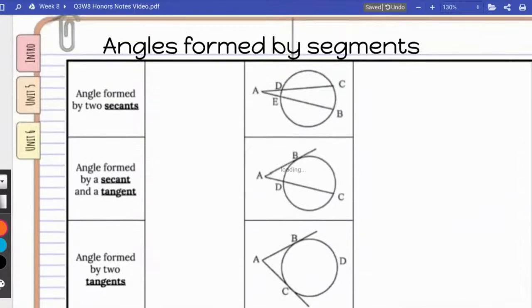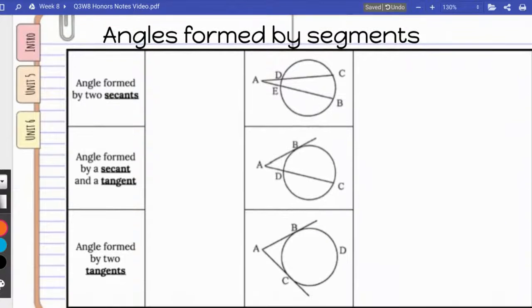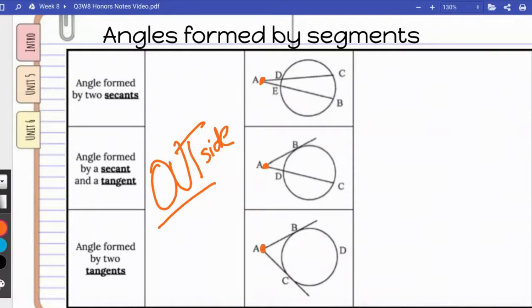Last but not least, we've got angles that are formed by either two secant lines, a secant and a tangent, or two tangent lines. But if I look at all the pictures, the vertexes of all of these angles formed by those special segments are all outside the circle. So the rule outside is kind of like the rule inside, except instead of adding the intercepted arcs, we're going to subtract the intercepted arcs.